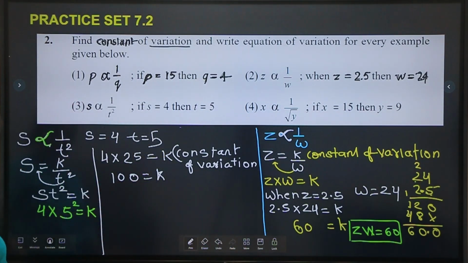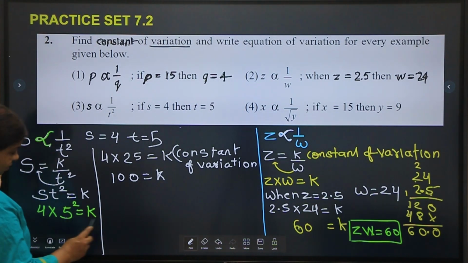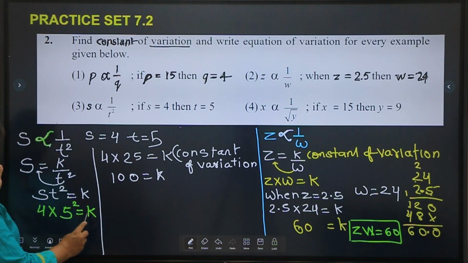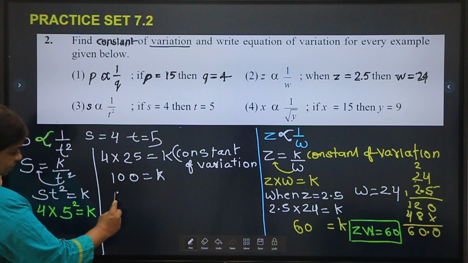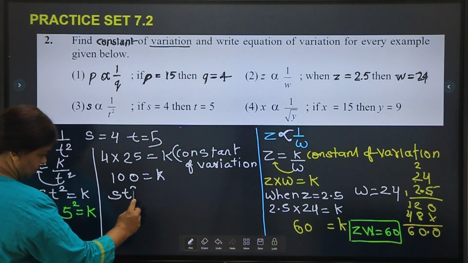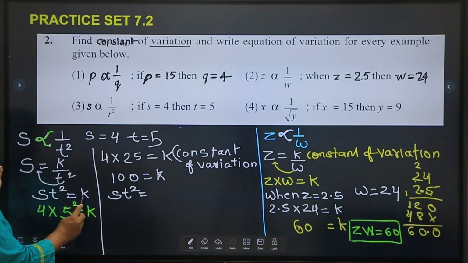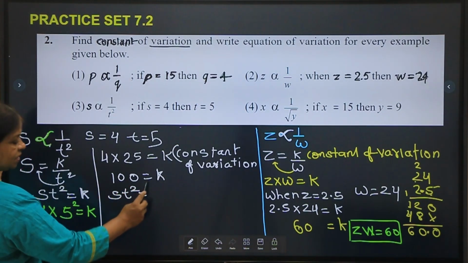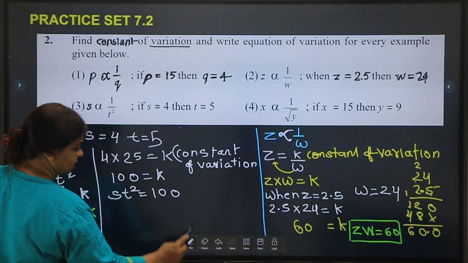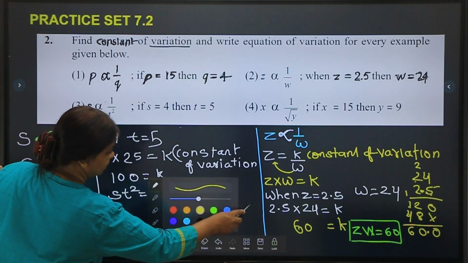Once you get the k value, write the equation of variation. That is st square is equal to k. K is what? St square is equal to k, na? K is how much? 100. This is the equation of variation.